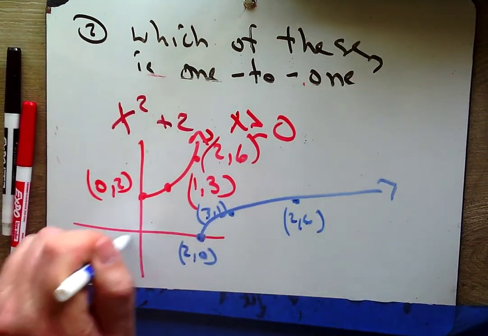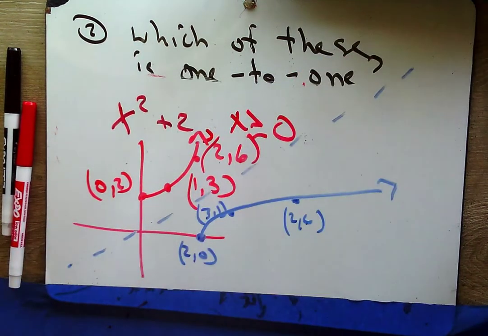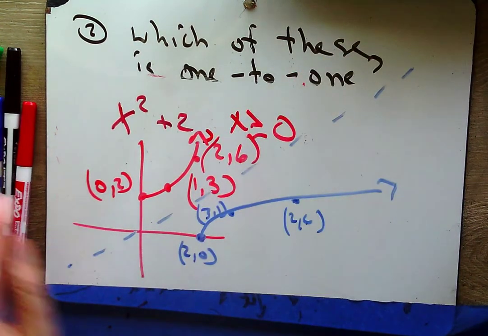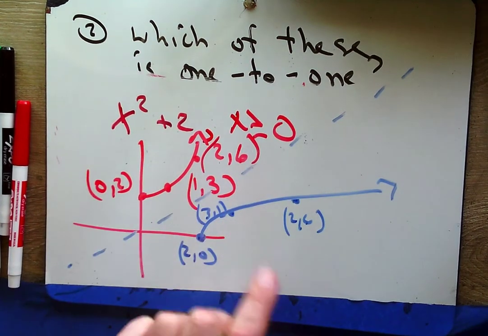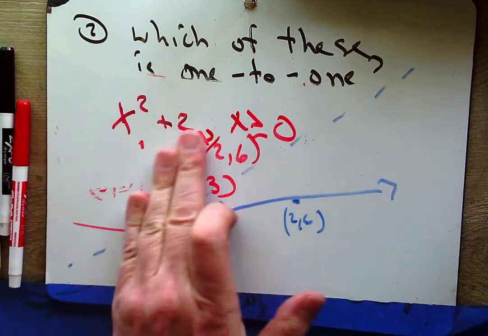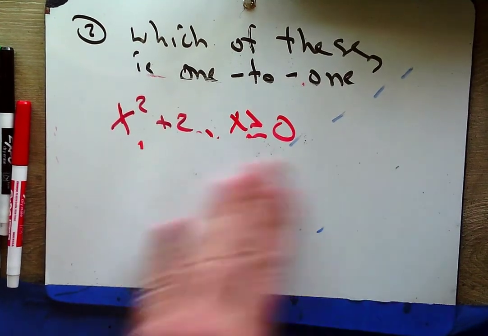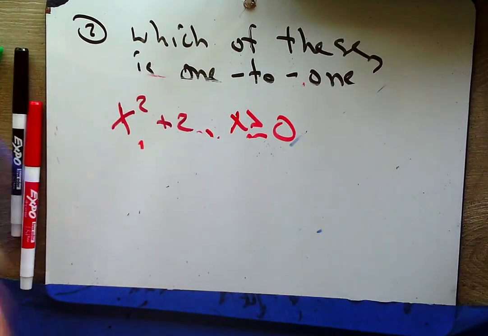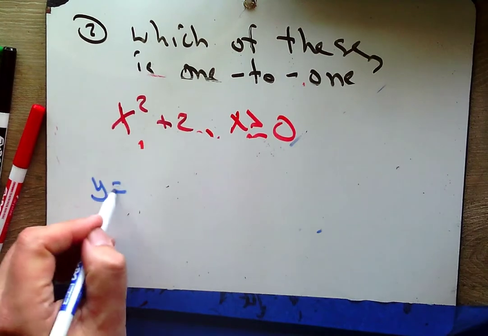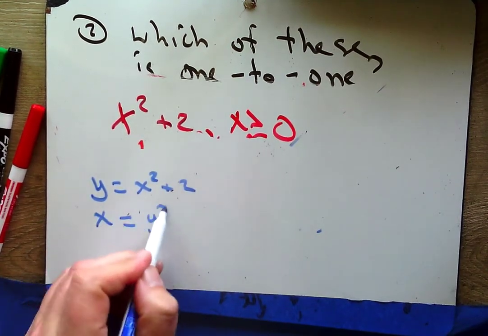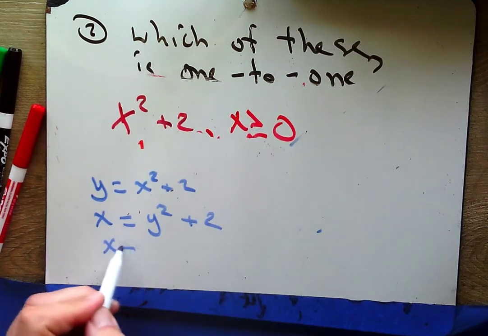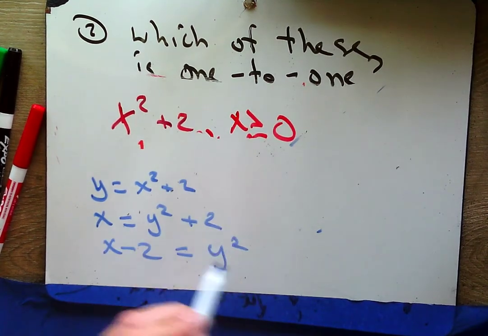There. And we're reflecting across y equals x. Yeah, so if I restrict the domain on this parabola, then sure, that can have an inverse. I can certainly see that inverse graphically, but I can also make that inverse. y equals x squared plus 2, x equals y squared plus 2, x minus 2 equals y squared.